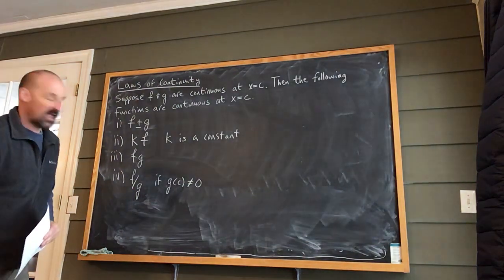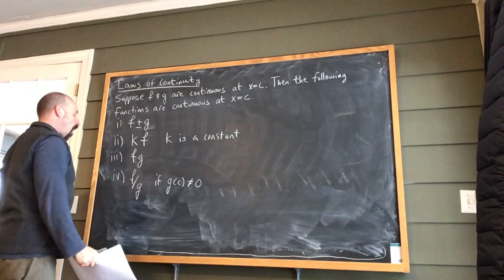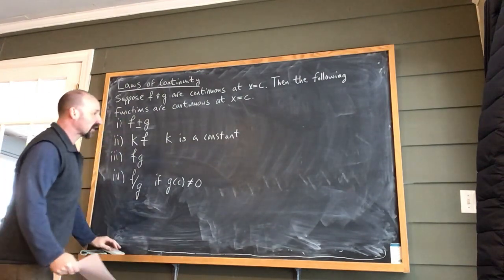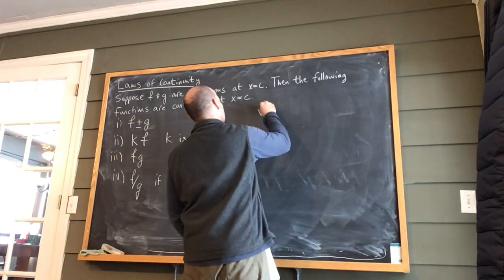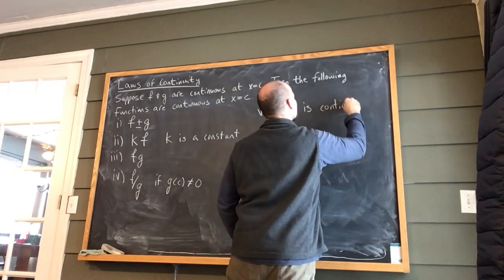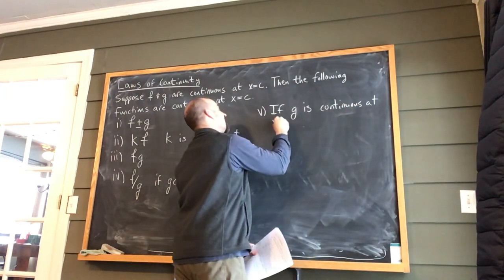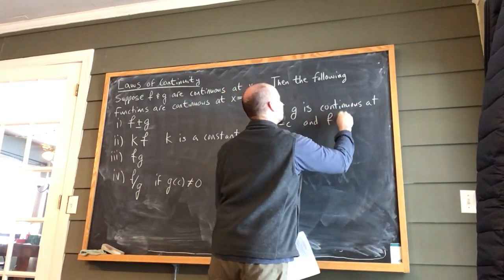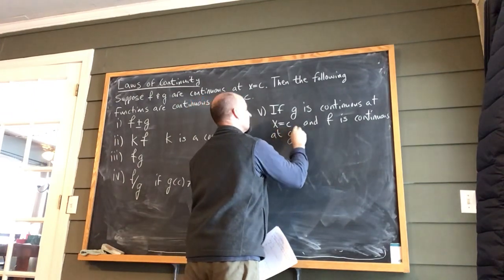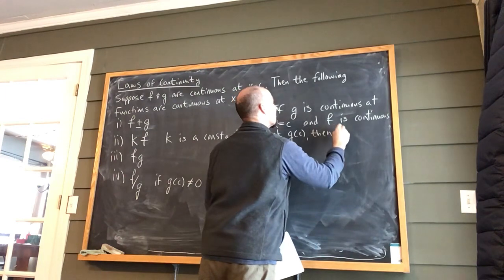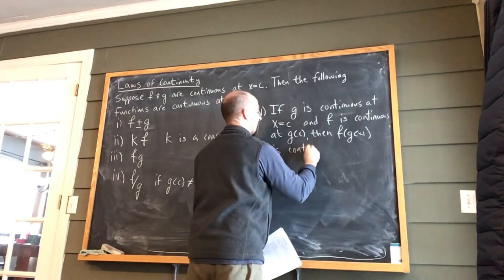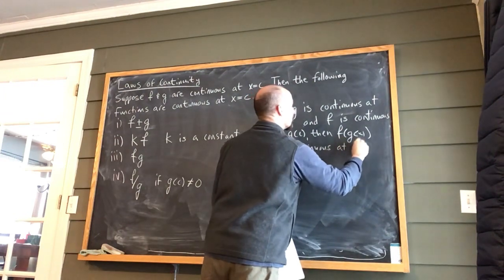All right. Well, we have a continuity law that involves composite functions as well. Let's call this 5. So if g is continuous at x equals c, and f is continuous at g of c, then f of g of x is continuous at x equals c.